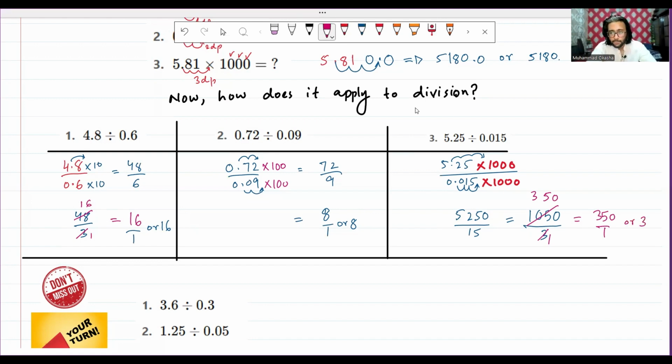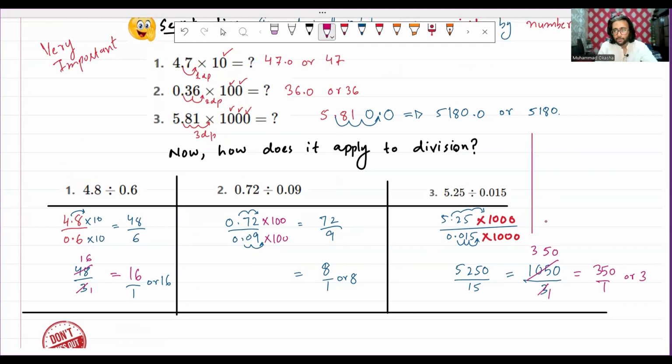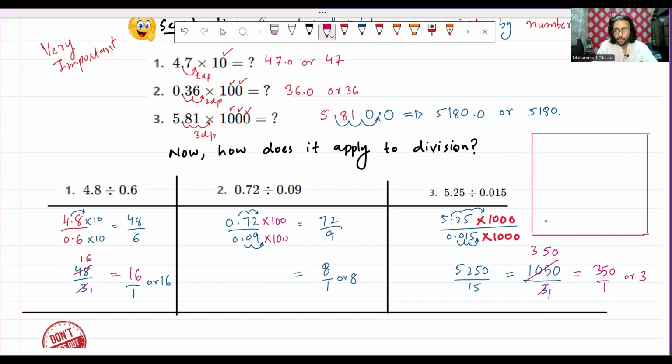Okay. Now, how did I know that this number is divisible by 3 or not? Here's a really important tip, actually, put it in a box. How to check if a number is divisible by 3 or not. How to check divisibility by 3.